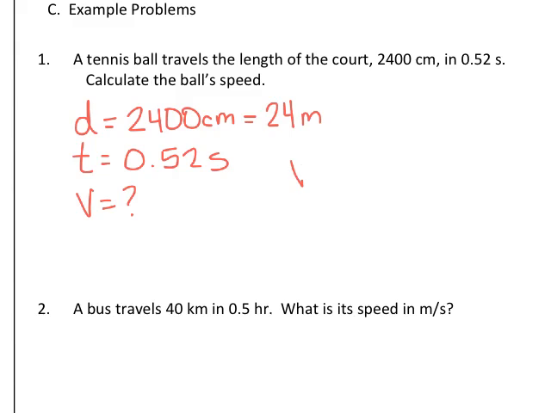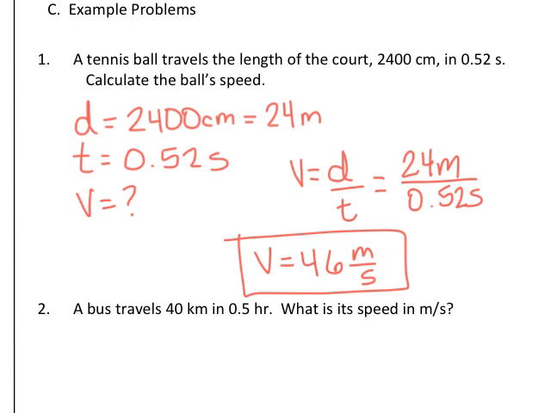So the formula for speed is simply distance over time, and we're going to have a distance of 24 meters and divide by a time of 0.52 seconds. This leaves us with a speed of 46 meters per second.